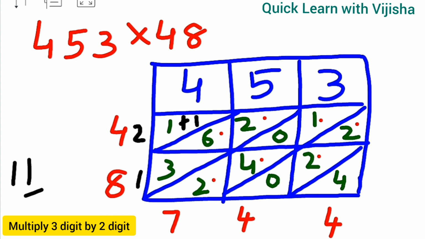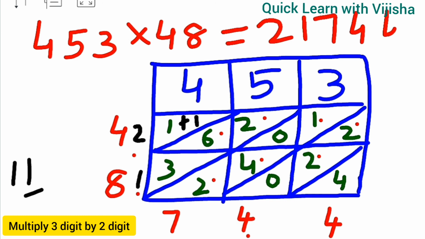So whatever the values you are getting, outline is being the answer. So what is the value you are getting? 21744. So I'll write the answer as 21744. Understanding, children? Easy to solve.